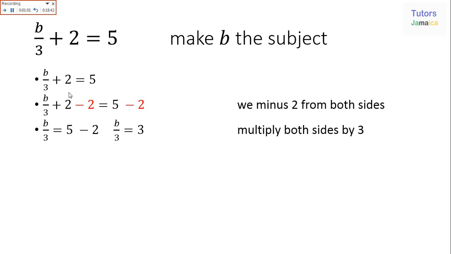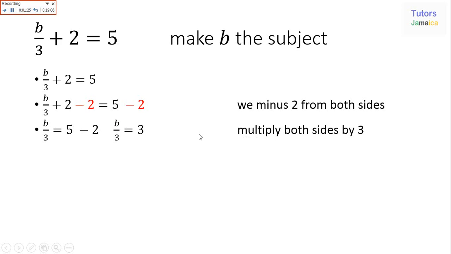So what we need to do now, we have a 3 here. And what is the 3 doing? It is dividing the B. So how do we get rid of divide? What's the opposite operation for divide? The opposite operation, of course, is multiplication. So we multiply by 3.